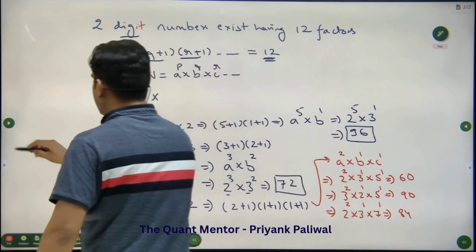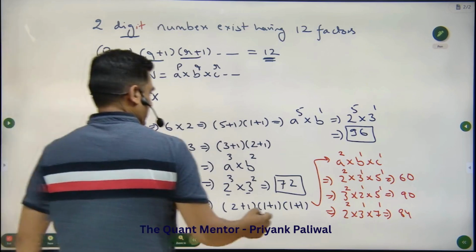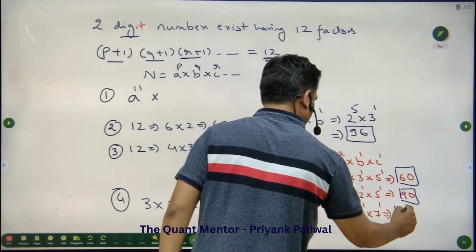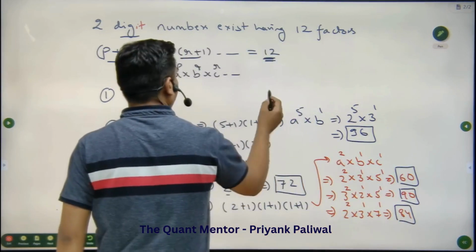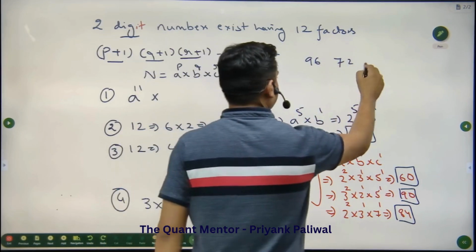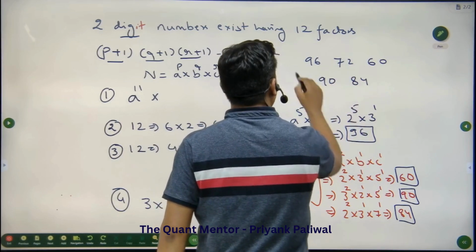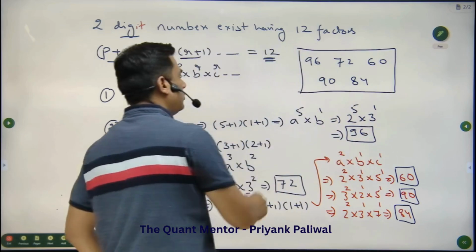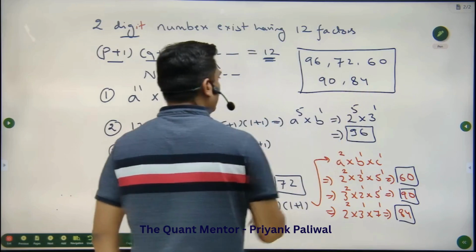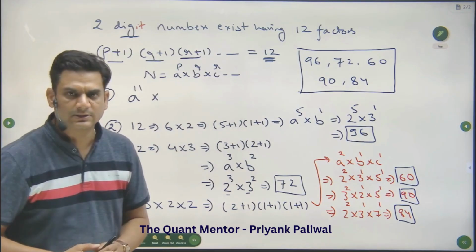So likewise, how many 2-digit numbers have 12 factors? So there are 5 numbers: 96, 72, 60, 90 and 84, having how many factors? 12 factors. So how many 2-digit numbers have 12 factors? So there are 5 2-digit numbers having 12 factors.